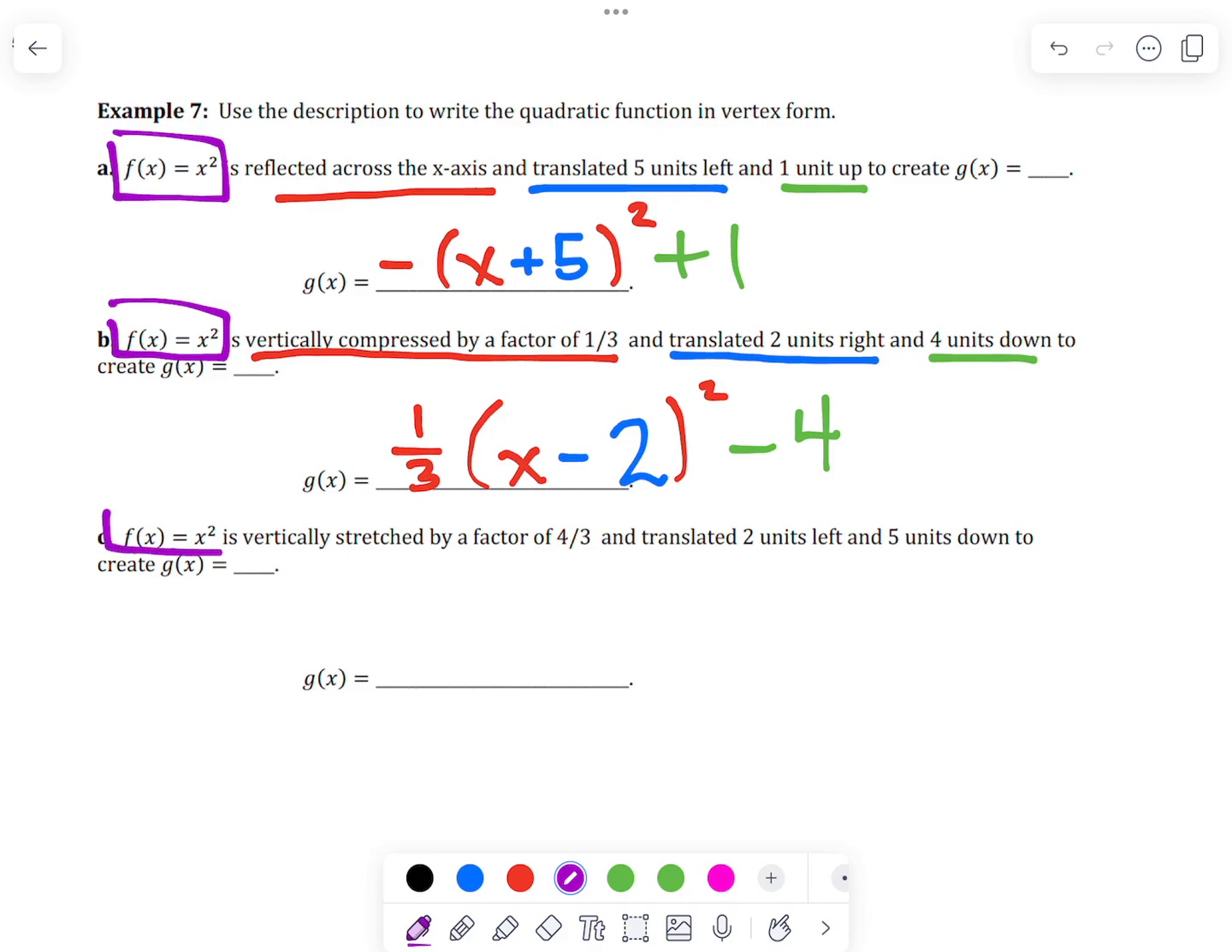Last one. There's our parent, and now we want to do our child. Vertically stretched by a factor of 4/3. This is a number greater than 1, so it's going to make it taller. So again, that's outside the function.